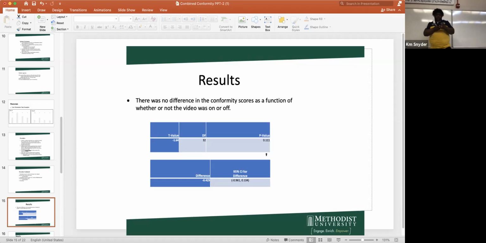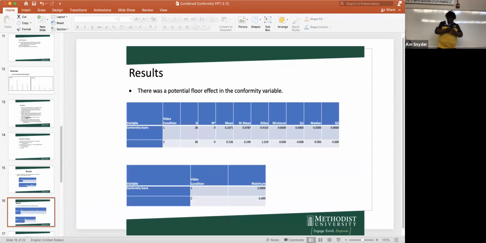All right, so as you see, these are our results right here. There's no significant difference between the conformity scores as a function of whether the video was on or off. Next slide. Right here you see the chart, which is a matrix of the video on and the video off. As you see, the mean is 0.1017 for the video on, and for the video off, it is 0.536. Next slide.